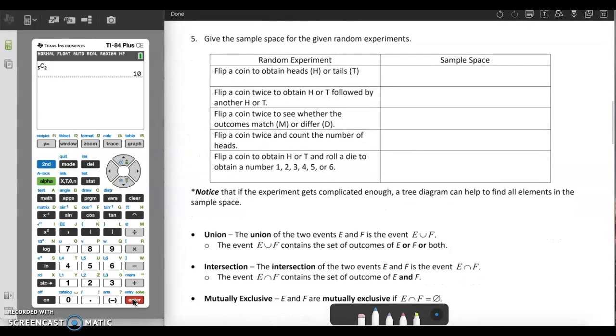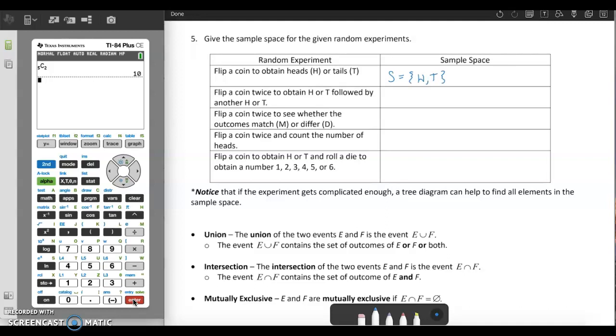Let's write a few more sample spaces just for practice. So sample spaces, again, are just sets of every possible outcome of a certain experiment. So what if we do an experiment where we flip a coin to obtain either a heads or a tails? Okay, so my sample space in this case would be H and T. I flip these coins, I either observe a head or I observe a tails. Those are the only observations that I could make.